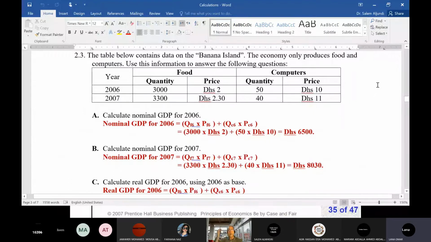Okay, Lana. The table below contains data on the Banana Island. The economy only produces food and computers. Use this information to answer the following questions.